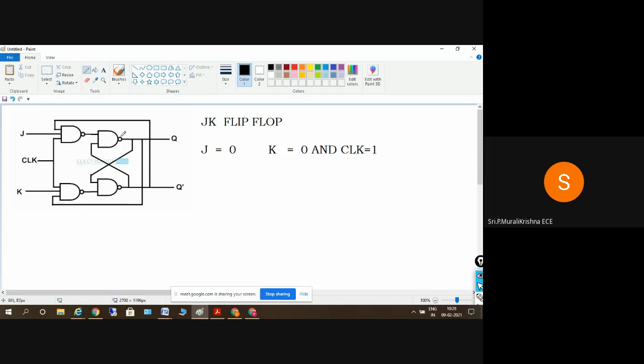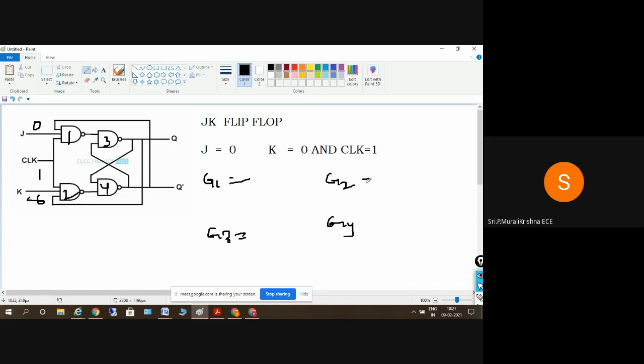Clear. So we'll check the first case here. J is 0 and K is 0, and clock is equal to 1. So this is the first case: J is equal to 0, K is equal to 0 and clock is equal to 1. You can check here the gates G1, G2, G3 and G4.